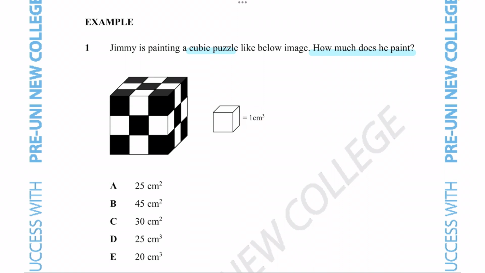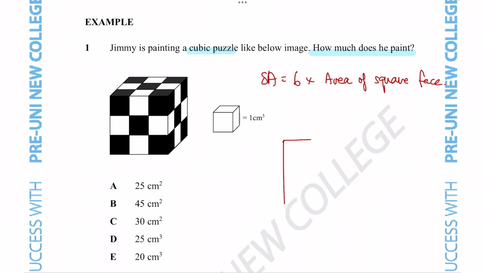Okay, so taking a look at this cubic puzzle, we are obviously dealing with a cube, and we talked about what the formula for finding the surface area of a cube was. It's just going to be SA, standing for surface area, equal to 6 times the area of the square. Now, in this case, it looks like he's only painting a portion of the face.